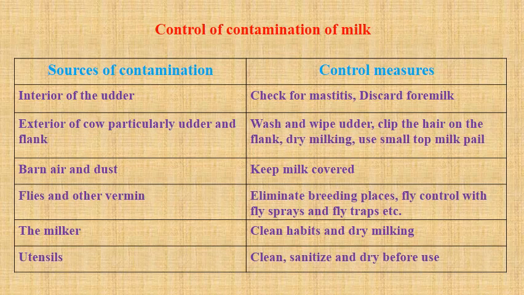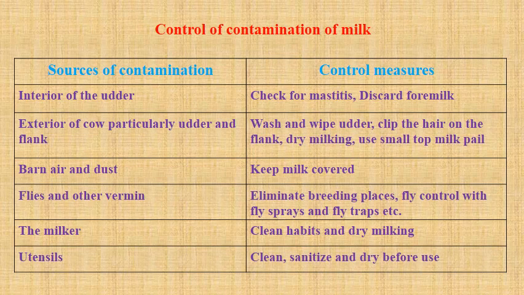Here we will discuss the brief measures for control of contamination of milk. We have already discussed the sources of contamination. Here are the brief measures for controlling them. For the interior of the udder, we should check for mastitis and discard the foremilk if there is an infection. Then the exterior of the udder, particularly udder and flank: we must wash and wipe the udder, clip the hair on the flank, do dry milking, and use a small top milk pail, that is, a vessel with a small opening.